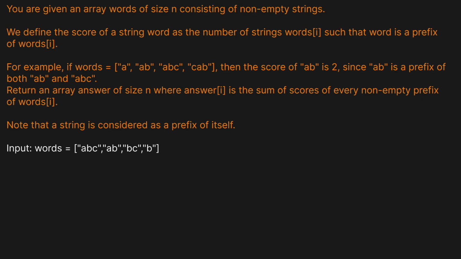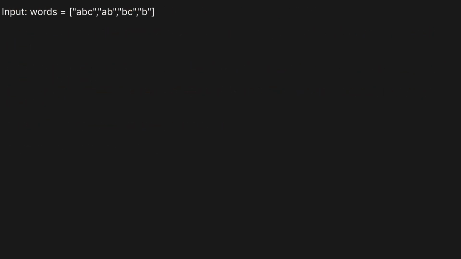Okay, we read the question prompt. Now let's look at a basic example. So let's start with our first string, ABC. What are the prefixes here? We have A, we have AB, and we have ABC, right? So in our words, how many strings have a prefix of A? Let's count them. So A, there are two strings, AB and ABC. So there's two that have a prefix of A.